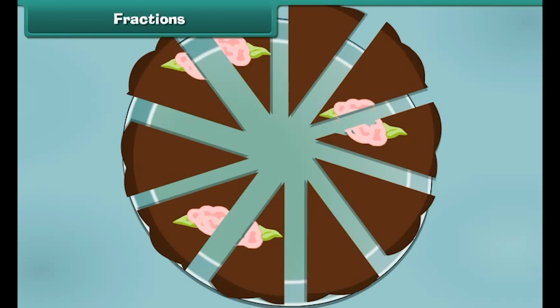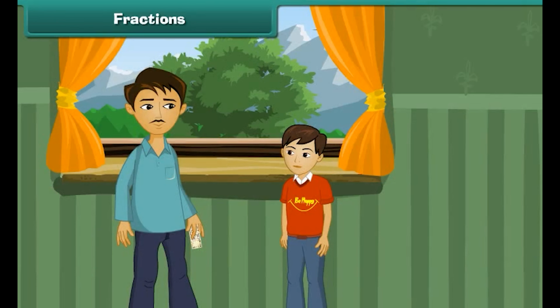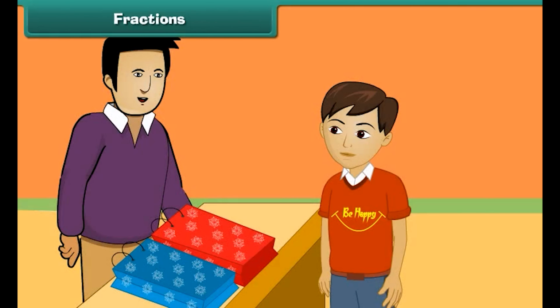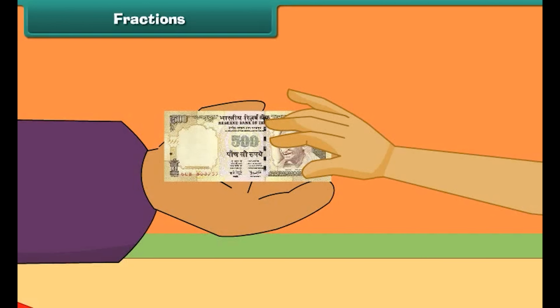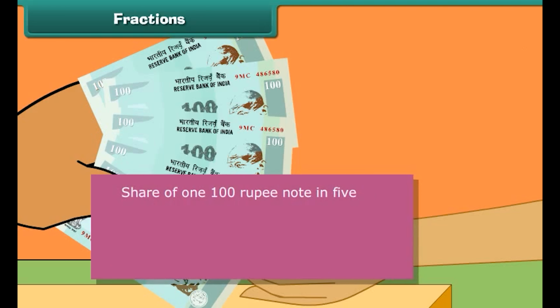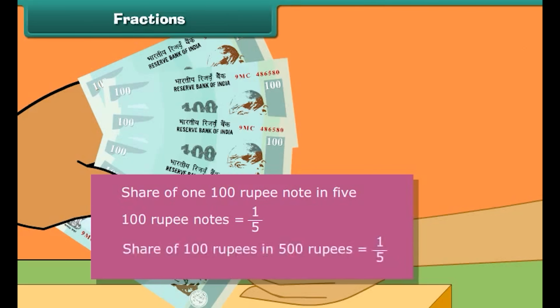Consider another example. Rishabh's father sends him to a nearby shop to get a 500 rupee note exchanged for 100 rupee notes. The shopkeeper accepts the 500 rupee note and gives 100 rupee notes in return. Each 100 rupee note is 1 out of the 5 notes. Therefore, 100 rupees constitutes 1/5th of 500 rupees.